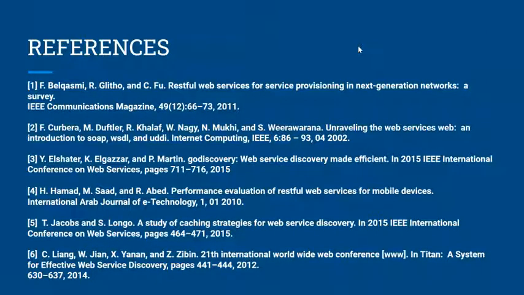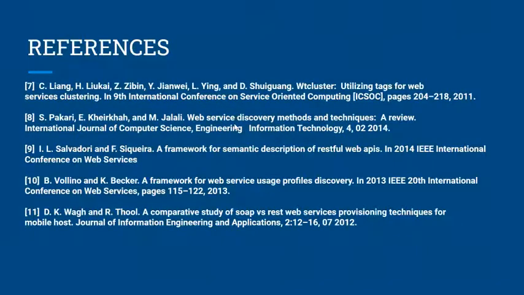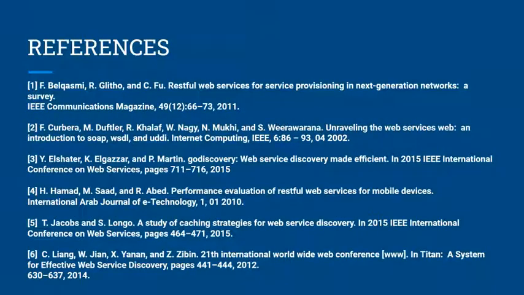So these are our references. From these, 3, 5, 9, and 10 are our main four papers. The other papers we have referred to here were mainly used for understanding TF-IDF, KD trees, and the semantic and non-semantic nature of web services. And basically, these have helped us in our code implementation.